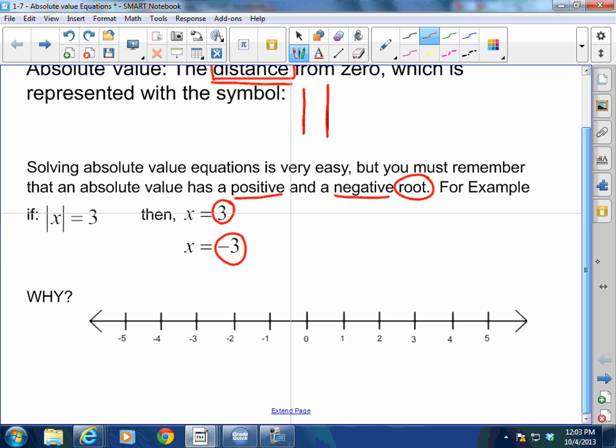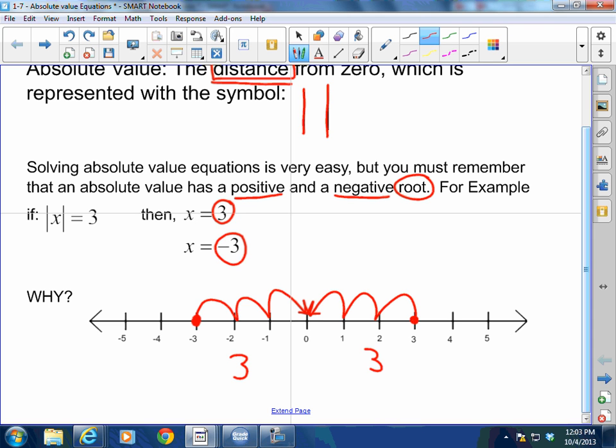When we're talking about absolute value, remember we're talking about distances, right? So, if x is negative 3, what is the distance from 0? 1, 2, 3, right? If x is positive 3, the distance from 0 is 1, 2, 3. So the absolute value of both negative 3 and positive 3 equals 3. The absolute value of any number will always be the positive of it.